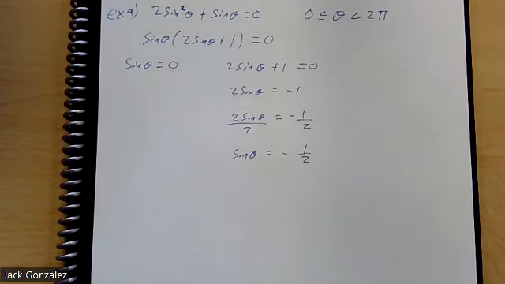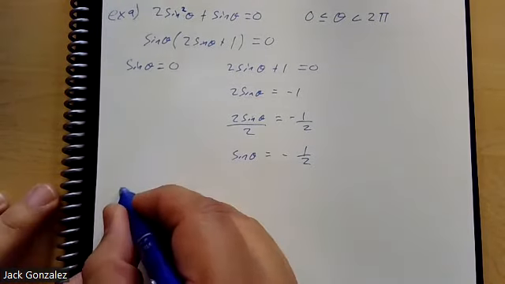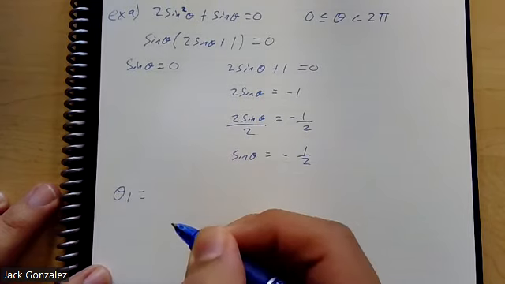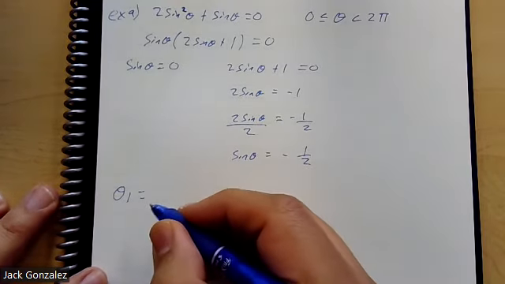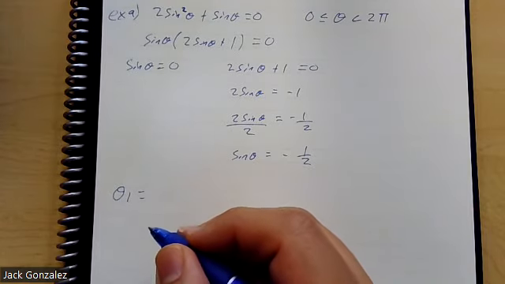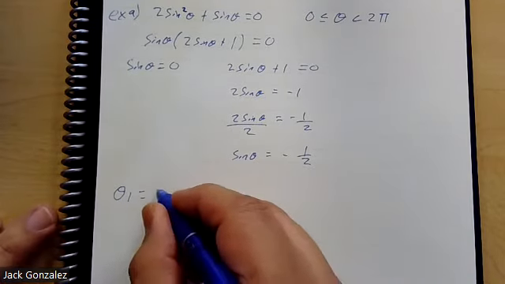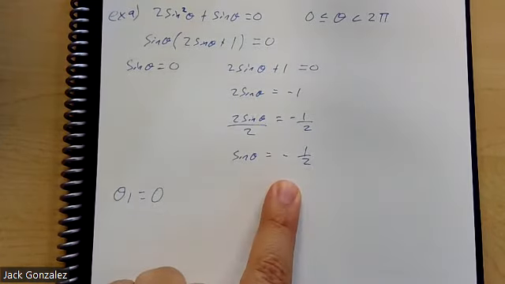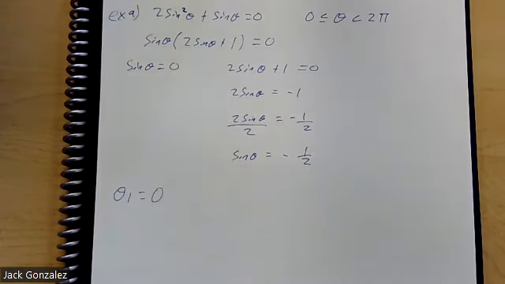So using your unit circle, where is sine 0? Yeah, it'll be quadrant 1 at 0, right? Okay. Where is sine equal to negative half? Which angle?